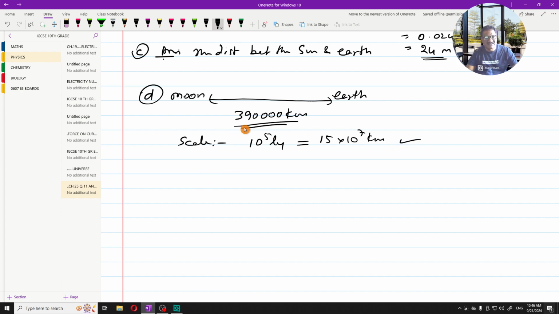Now this 390,000 kilometer, first that will convert into light years. So we know that 1 light year is equal to 9.5 times 10 raised to 12 kilometers, isn't it?